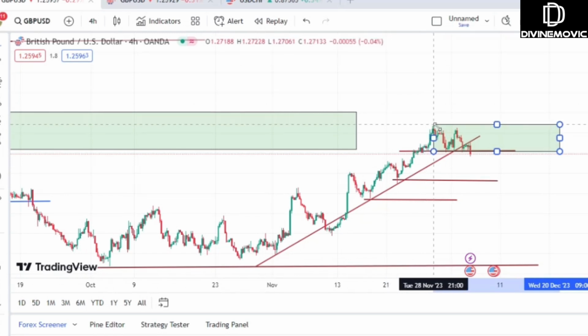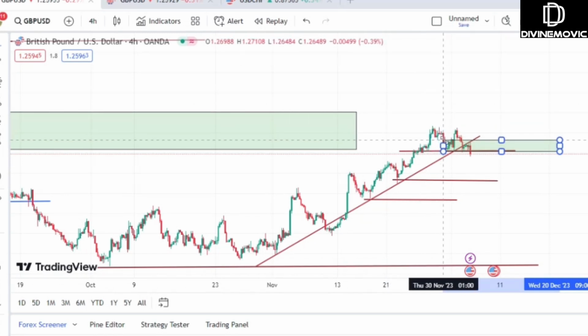And for me, lower time frame could simply mean the 1 hour time frame, the 30-minute time frame, the 15-minute time frame, or even the 5 minutes time frame. So what I'm going to do is to simply go to the lower time frame to see possible execution as well as confirmation. Now I explained earlier that price broke from the trend.